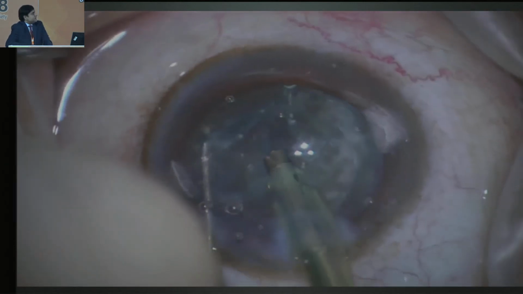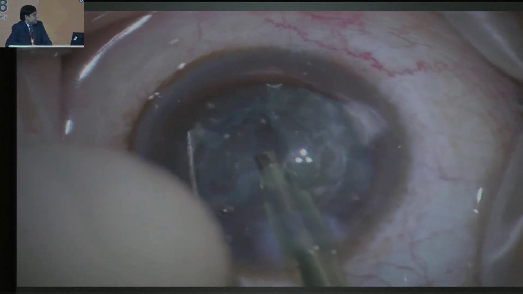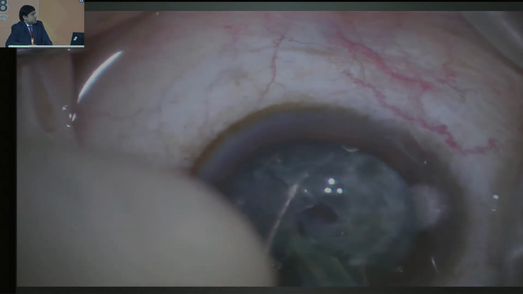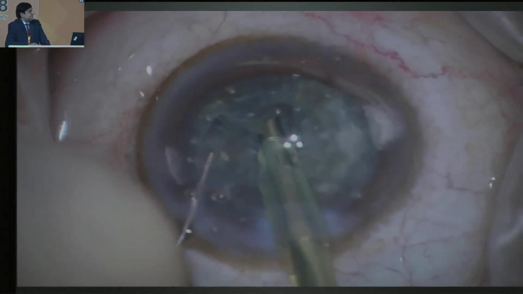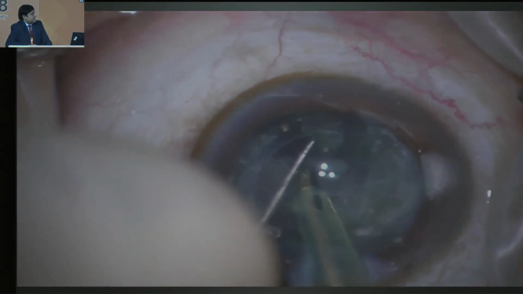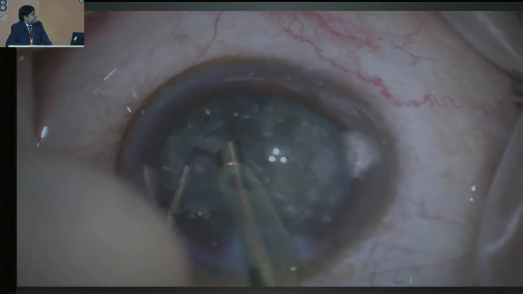In this example here, we have a posterior polar cataract. We have not hydrodissected this case. And the goal in these cases is not really to rotate the nucleus aggressively. And so what we are doing here is using the segmentation pattern that the laser has created to hold the nuclear pieces after they're separated by the spatula.